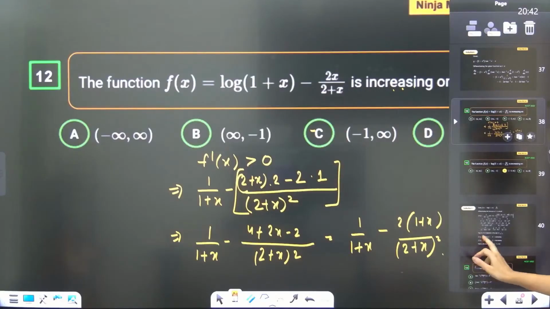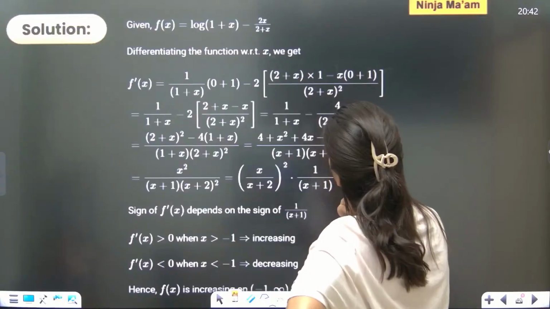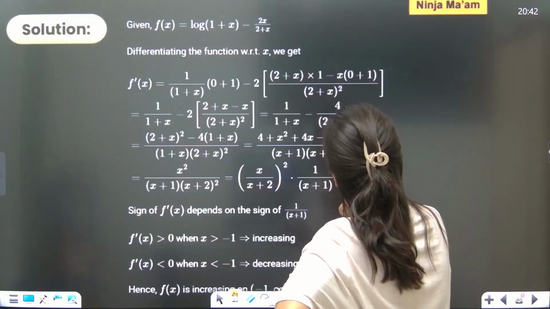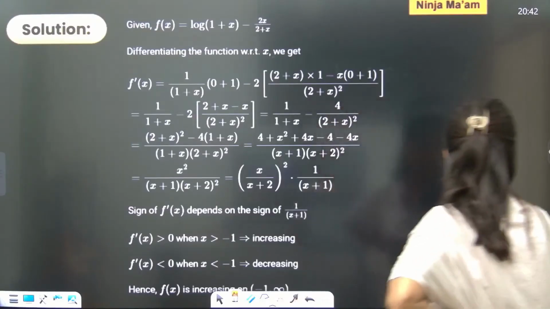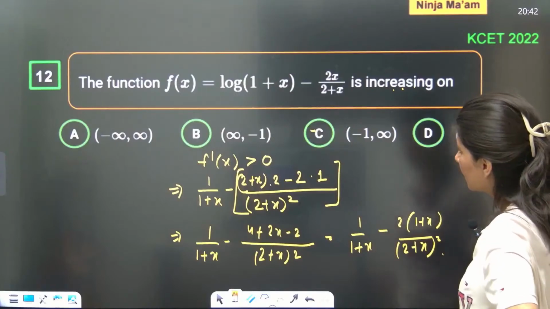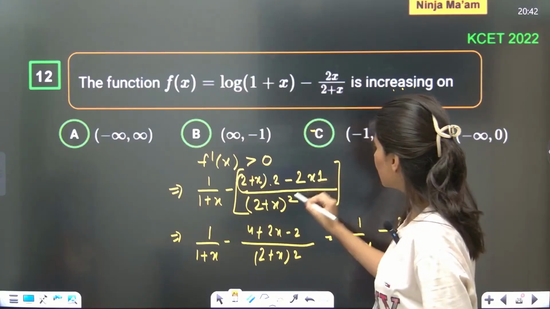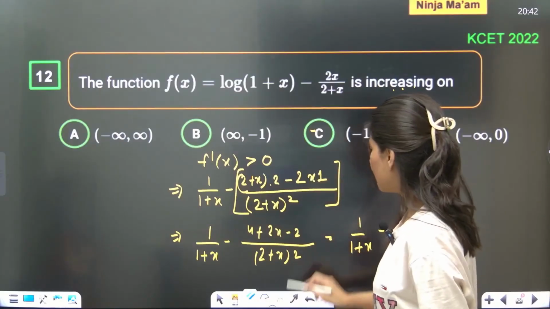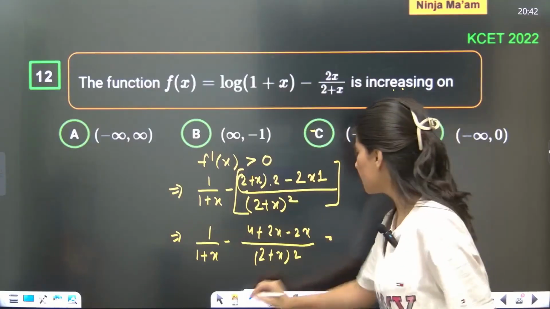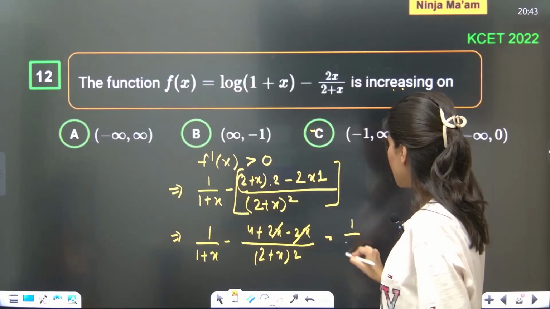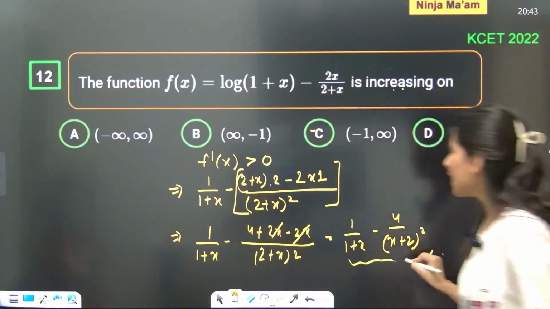Okay, so if you take LCM, what are you going to get? See, the moment, this is what you're going to get. Minus x, you are getting minus x. 2 minus, you have kept 2x constant. Yes, this is 2x. Okay, so over here, if this is your 2x, then your answer will be what? 2x cancel. So this is 1 upon 1 plus x minus 4 upon x plus 2 whole square. This is your f dash x.